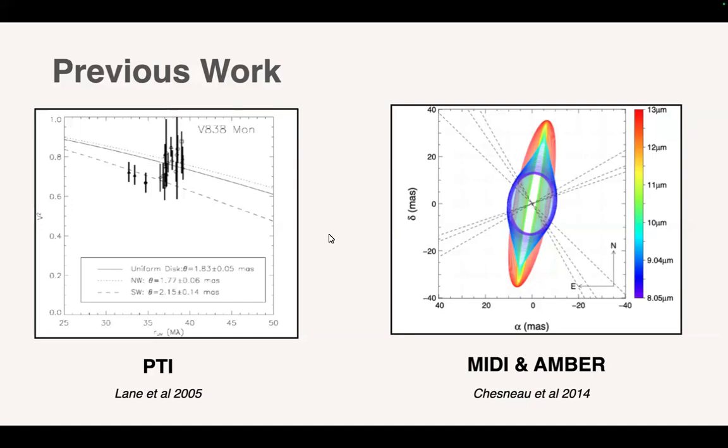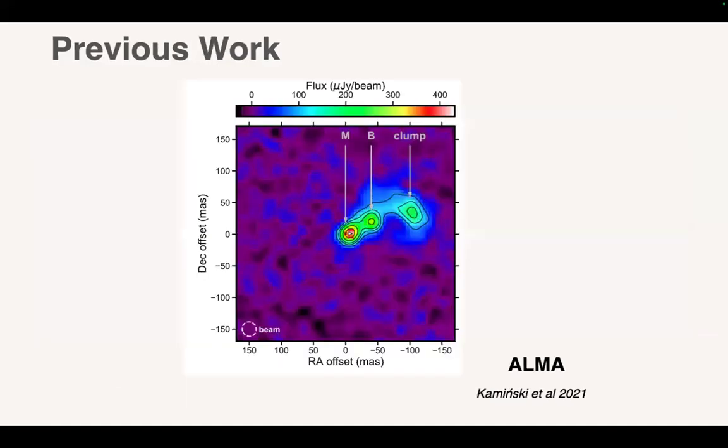wavelengths. And so using these as a basis, of course, what I sought to do was to use the even newer, at the time, instruments in order to figure out how similar or dissimilar my observations are compared to what's been done before. Here's another example. It's the same V838 Mon system, but imaged using ALMA.